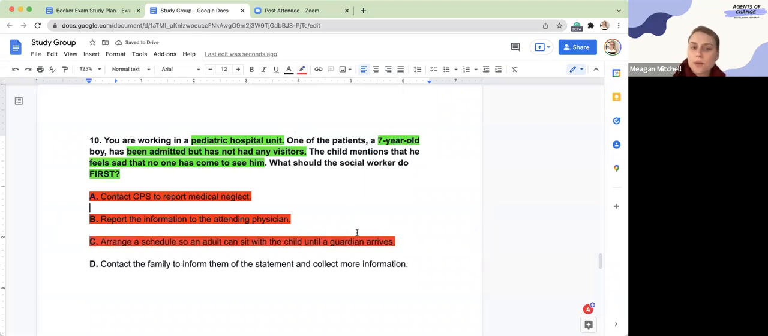D, contact the family to inform them of the statement and collect more information. Why is this the best answer? This is what we should do first, but why is this the best answer? We need to know why they're not coming, right? We don't know if they even know, we don't have any indication. Maybe they have to work and they cannot come to see the child, right? Maybe they're on their way to come and see them after work hours, right? We don't have enough information.